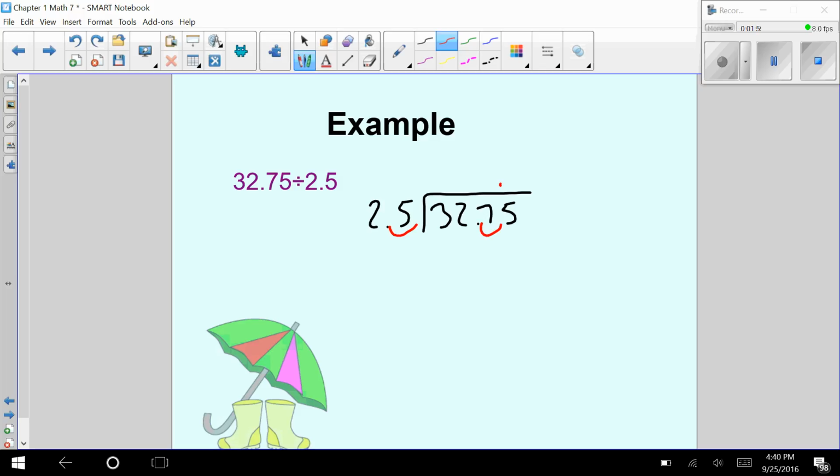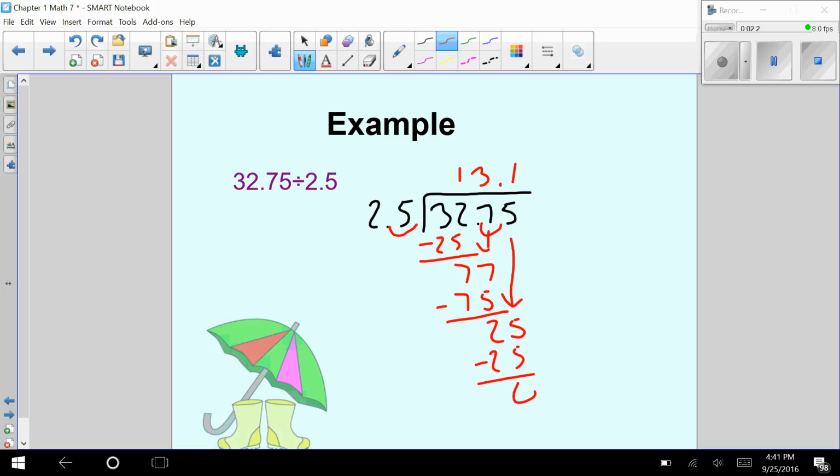Now I divide as normal. 25 goes into 32 one time. Subtract my 25, I have 7 left over. Bring down my 7. 25 goes into 77 3 times. That makes 75. Subtract, I have 2 left over. Bring down my 5. 25 goes into 25 once with nothing left over, so my answer is 13.1.